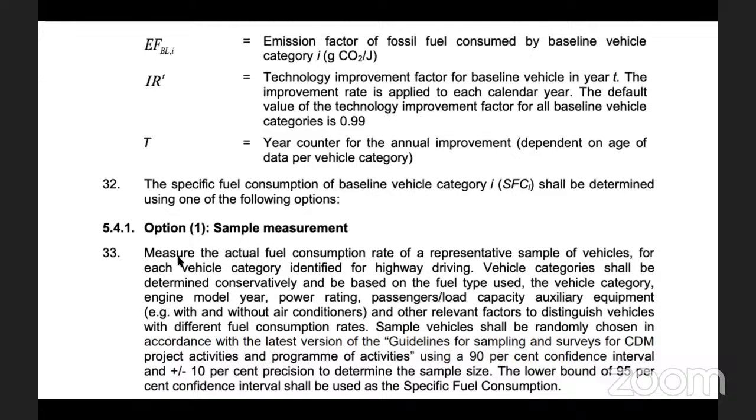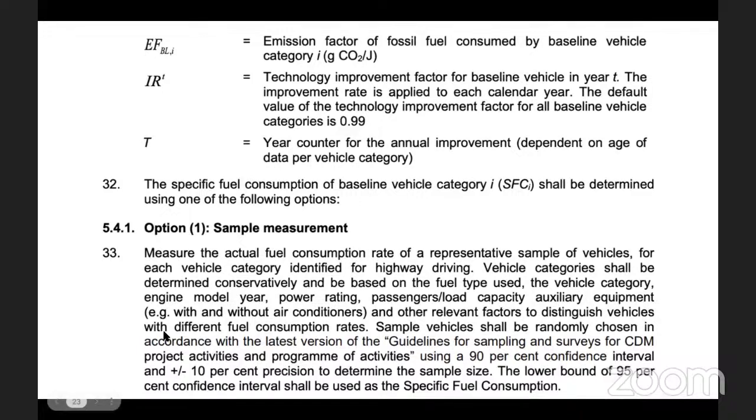Option 1, sample measurement. Measure the actual fuel consumption rate of the representative sample of vehicles for each vehicle category identified for highway driving. Vehicle categories shall be determined conservatively, 保守的に見だってね, and be based on the fuel type used, the vehicle category, engine model year, power rating, passengers, load capacity, auxiliary equipment, for example with and without air conditioners, and other relevant factors to distinguish vehicles with different fuel consumption rates.